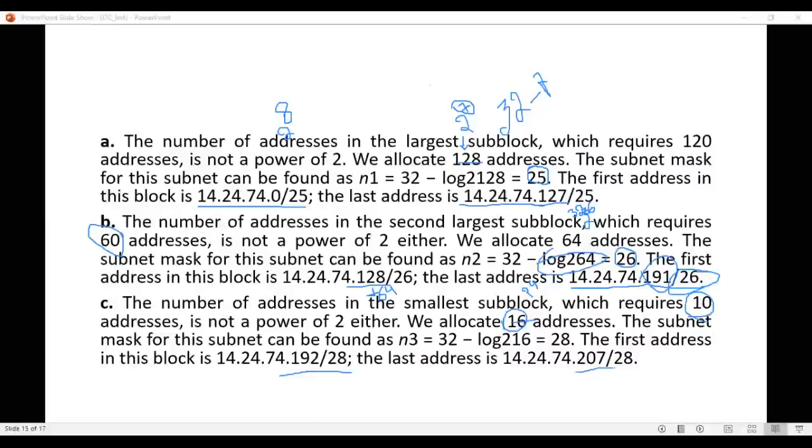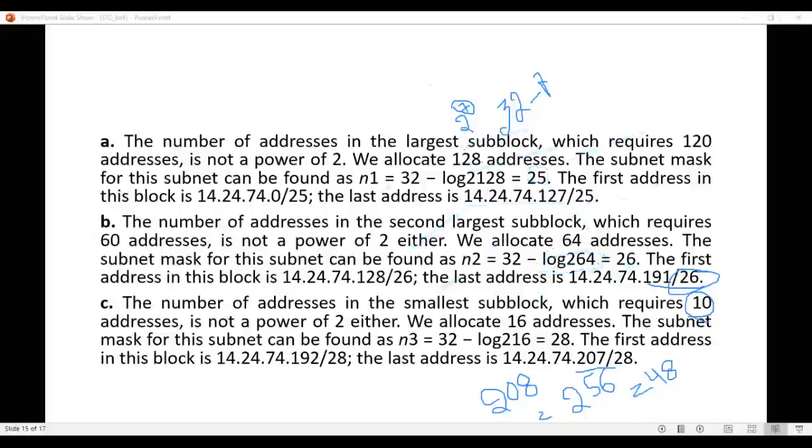So it goes till 207, which means you have used in total 0 to 208 addresses. But how many addresses were there actually? It was 256. Till 208 you have used. So what is left out? 256 minus 208, that is 48 addresses left out, which we can reserve for the future. Understood, right? Now we have divided the block.